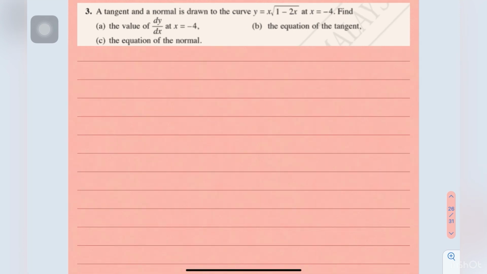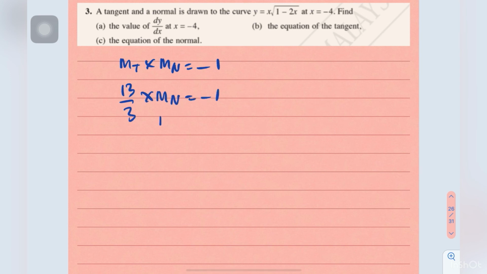Next, the equation of the normal. Same, y equals mx plus c, but we have to find the gradient of the normal first. Gradient of tangent times gradient of normal is -1. Just now the gradient of tangent is 13 over 3, times gradient of normal is -1. So the gradient of normal is -3 over 13.